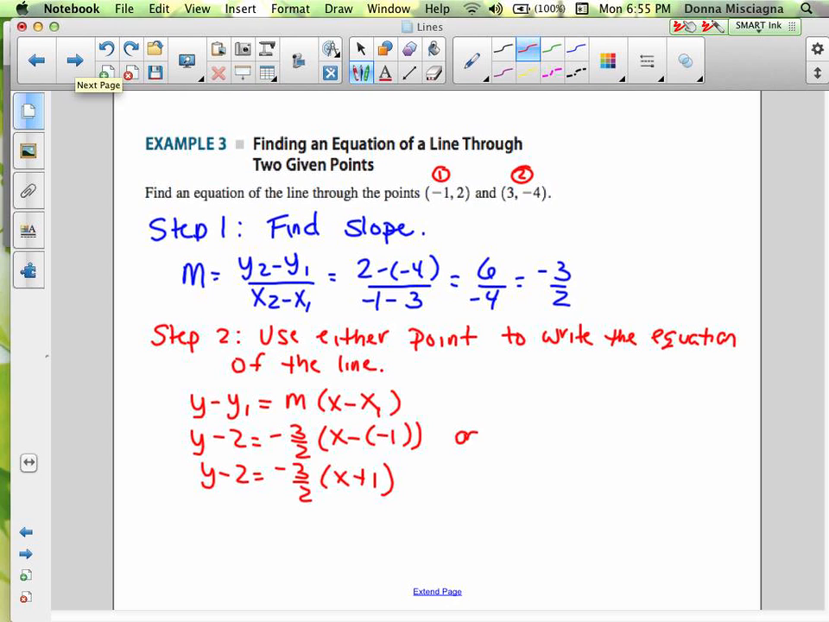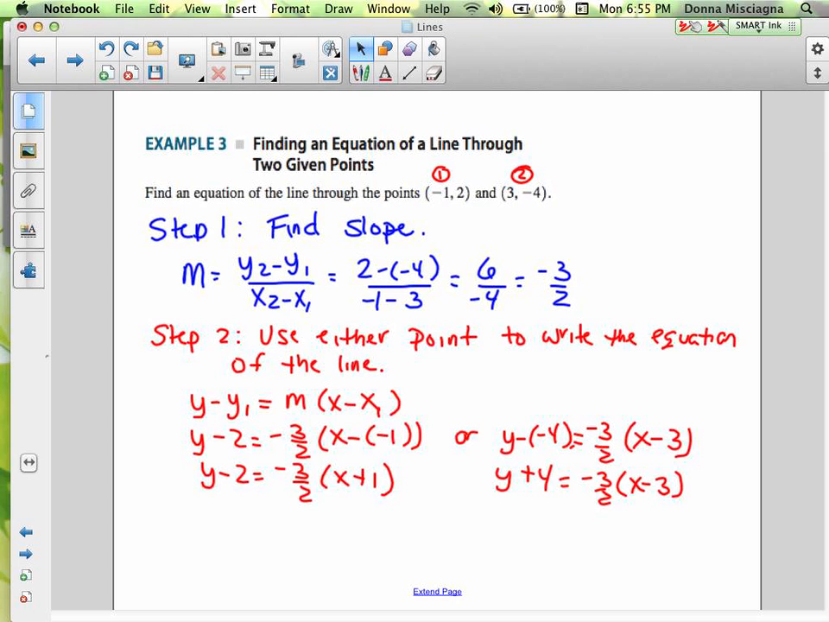Or, if I want to use the other point, y minus a -4 equals -3/2 times x minus 3. And we should simplify the double negative to y plus 4 equals -3/2 times x minus 3. I think on this one, we're going to leave it just in point slope form. If it doesn't specify which format, you can leave it in point slope form.